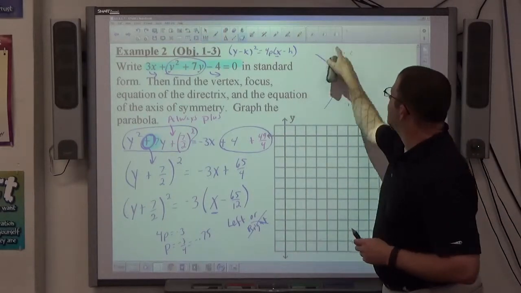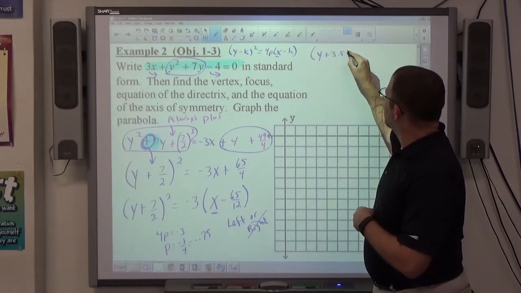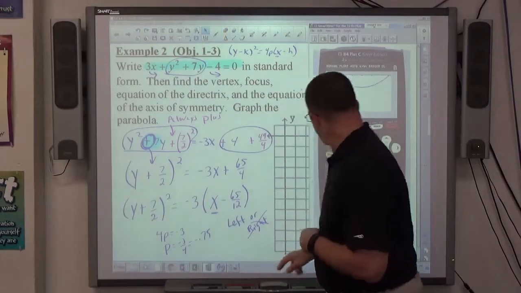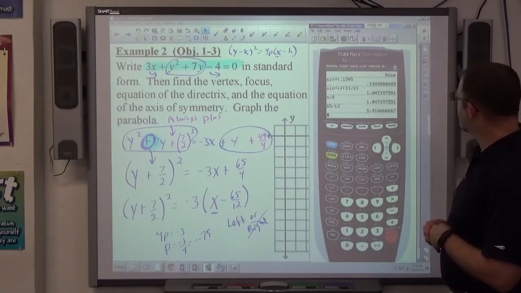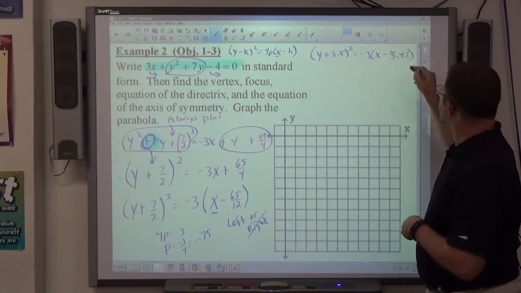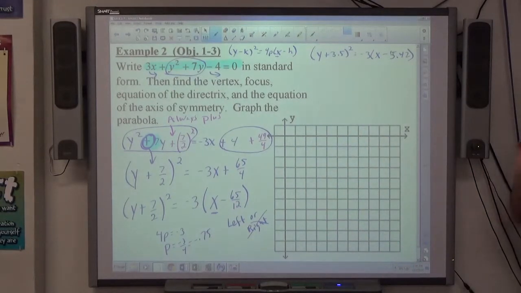Now, for the sake of making life easier, let's go decimal form on all these numbers. Y plus 3.5, the quantity squared, equals negative 3 parentheses x minus 65/12. 65 divided by 12 is 5.42. Okay, 65/12 is about 5.42. 7 halves is 3.5. Feel free, a couple decimal places is plenty. We're graphing. If I can put 5.4166667, whatever it was, and you graph 5.42, they're the same. I mean, basically the same.